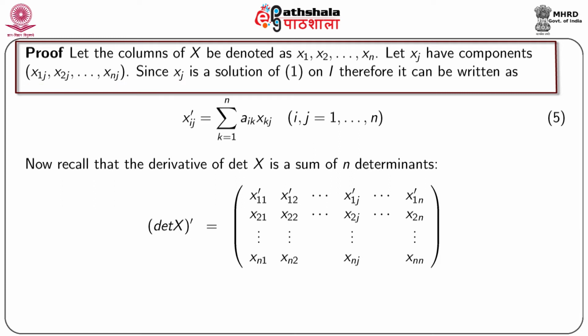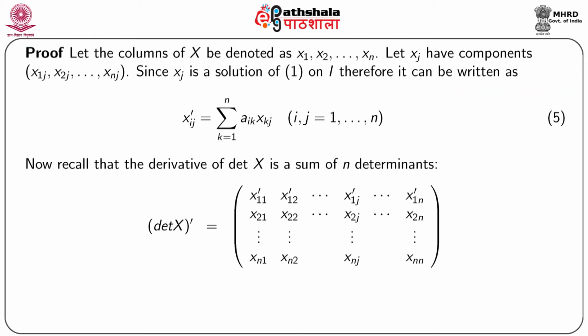Let xj have components x1j, x2j, ..., xnj. Since xj is a solution of 1 on the interval I, it can be written as x'ij equal to summation k equal to 1 to n of aik xkj, where i and j equal 1, 2, ..., n.